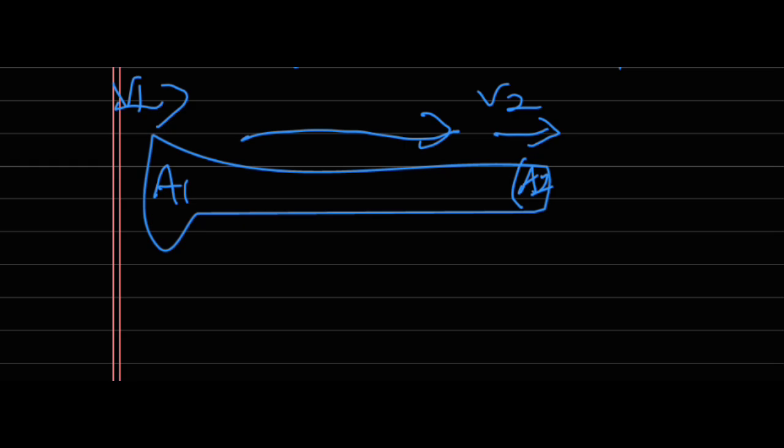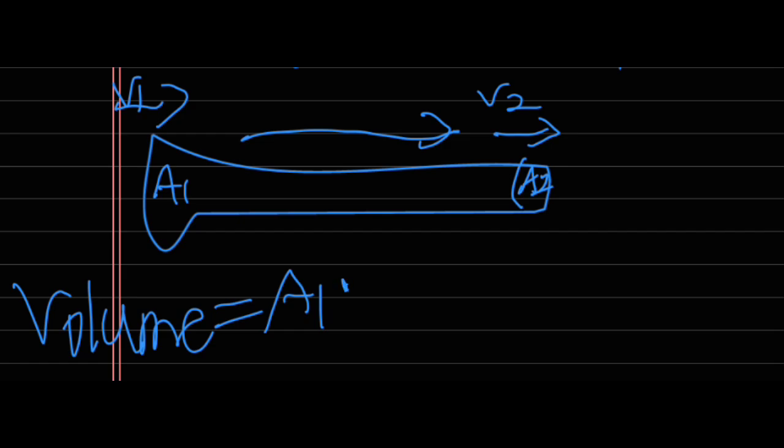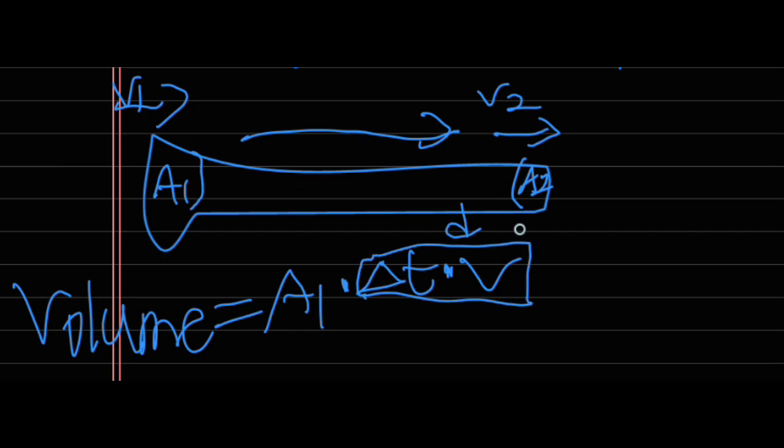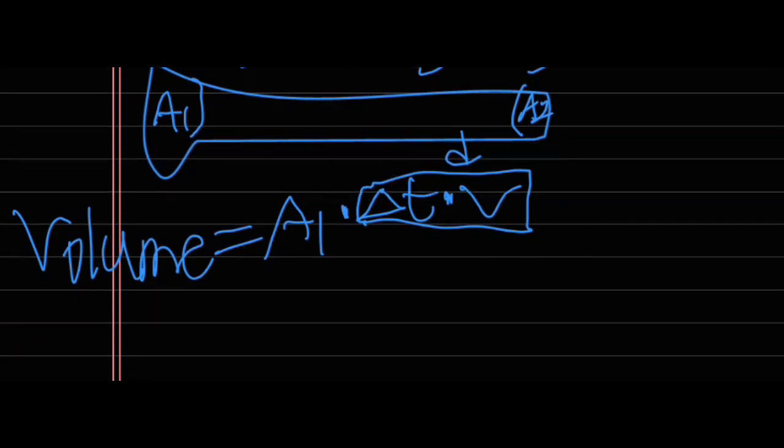So how do we calculate this then? Well, it's really simple. The volume will be equivalent to area times V times delta T. Why is this? Well, it's basically base times height, but considering that the height is the distance the water travels, it is V times delta T. On the right side it's also the same case, so it will also be equivalent to A2 times V2 times delta T.